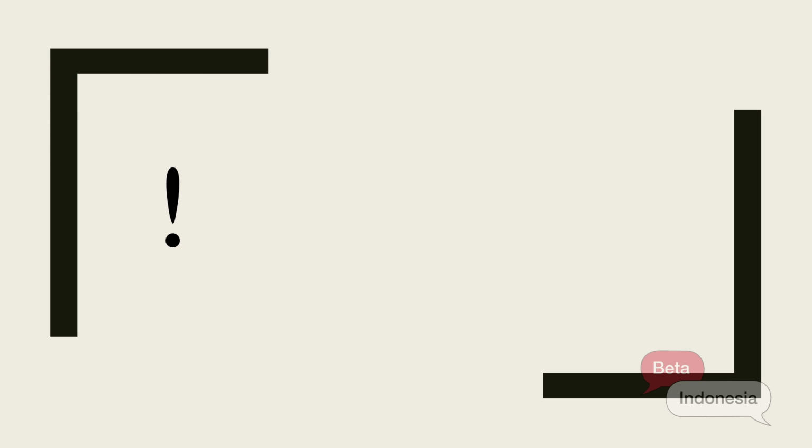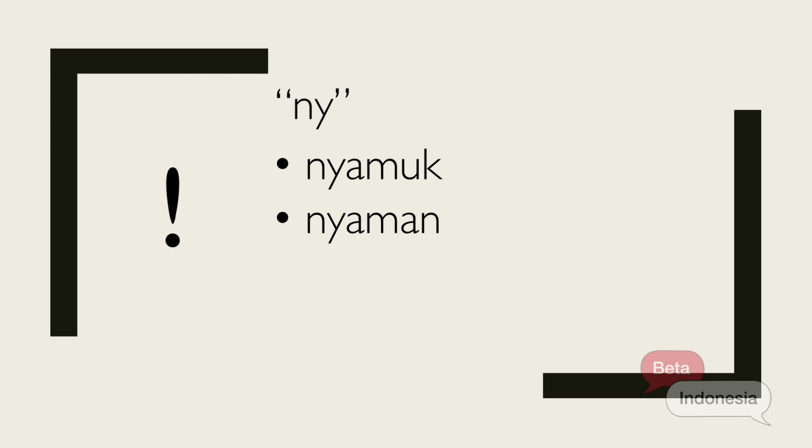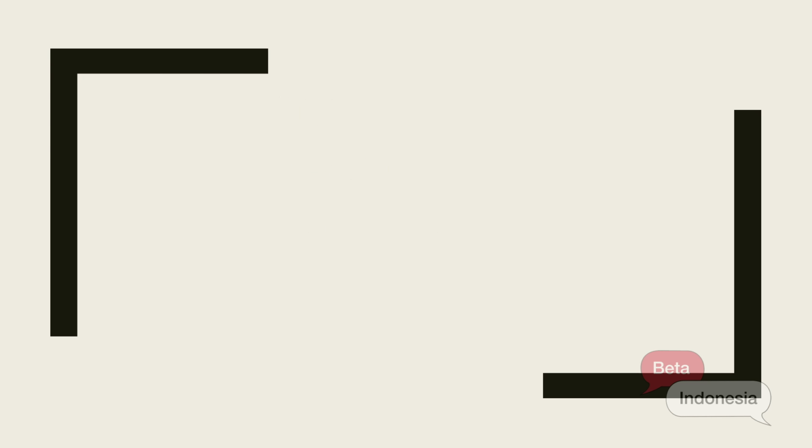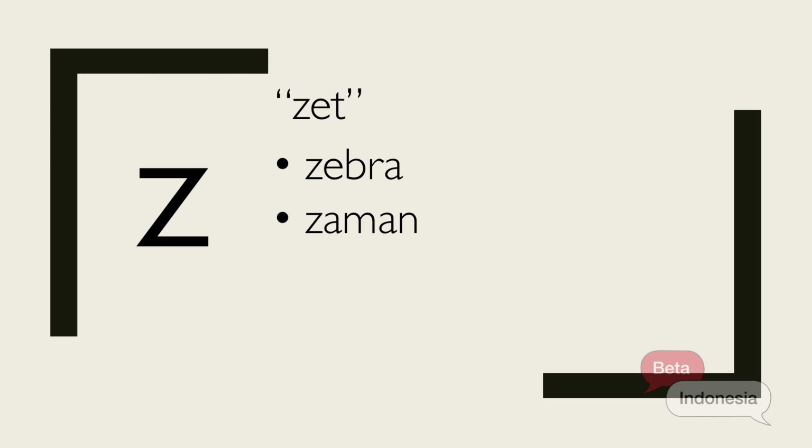If the word is spelled NY, then the pronunciation of both letters would be sort of mixed together. An example would be nyamuk and nyaman. Z is for zebra and zaman.